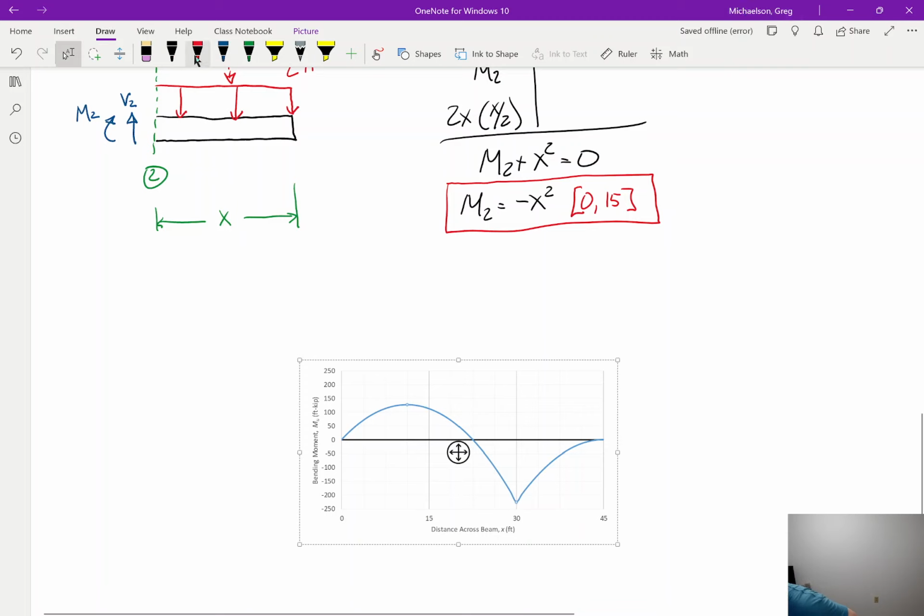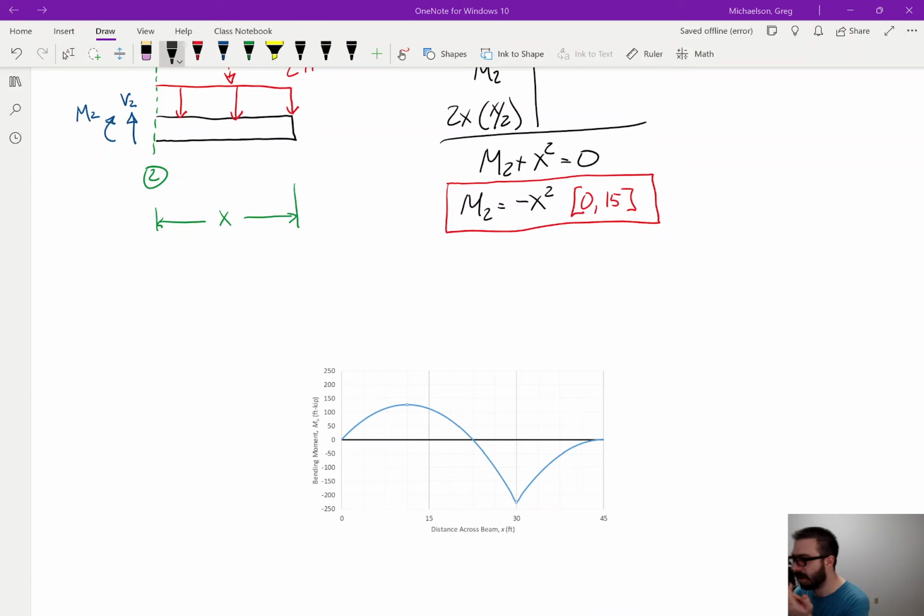Hold on. I think my computer's freezing up. Give me one second. Apologies, I think my computer was freezing up there for a second.